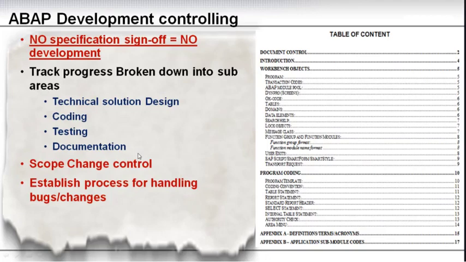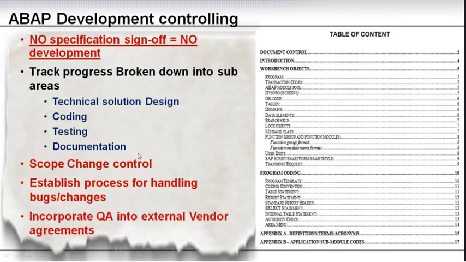And what is a bug classification? What is a change classification? Or what is classified as a bug? What is classified as a change? Be very clear on this. And again, if you have external vendors, incorporate the QA into the agreement, just as you incorporate the service levels that they need to adhere to into the vendor agreement, so that they help enforce the bugs-not-accepted culture.